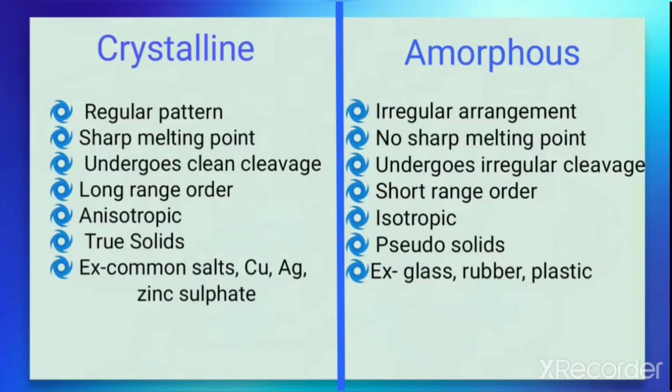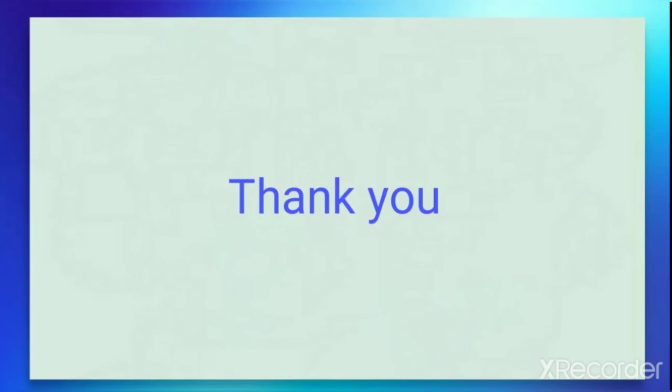Crystalline solids are true solids, amorphous solids are pseudo solids. Examples of crystalline solids are common salt, metals like copper, silver, and zinc sulfate. Amorphous examples are glass, rubber, and plastics. So these are the differences between crystalline and amorphous solids. This is all we have discussed about the two types of solids.